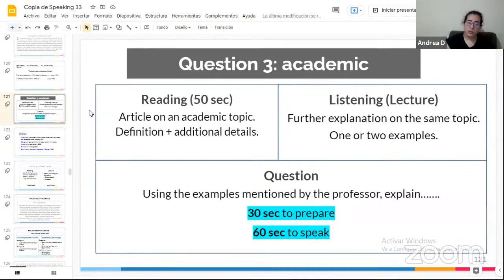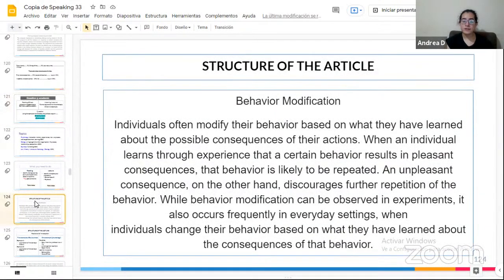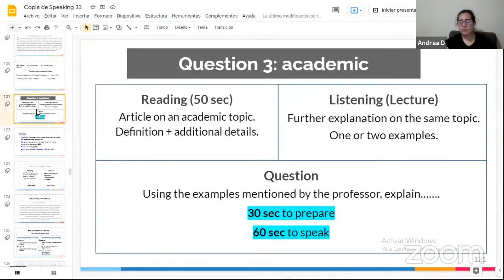First, you will be asked to read a short text, something like this, and you will be given 50 seconds to do it. So you will read this text for 50 seconds. It's a short article on a concept, and then you will have to listen to a lecture. I don't know if you guys remember what a lecture is, but it's basically a college class. So it's a college professor explaining the same topic that you read about, and you will have a deeper explanation on the topic in the lecture.